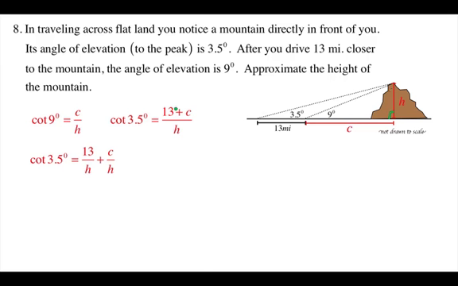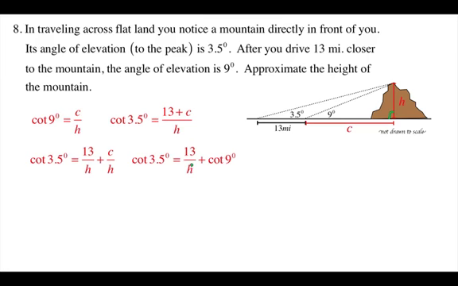From here, I just use a simple fact of pre-algebra, that I can rewrite each of these numerators with its own denominator, which I get this, and then I notice that c over h is equal to cotangent of 9.3 degrees. Cotangent of 3.5 degrees equals 13 over h plus cotangent of 9 degrees.